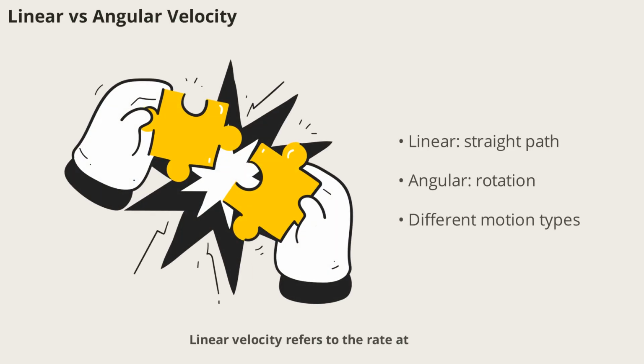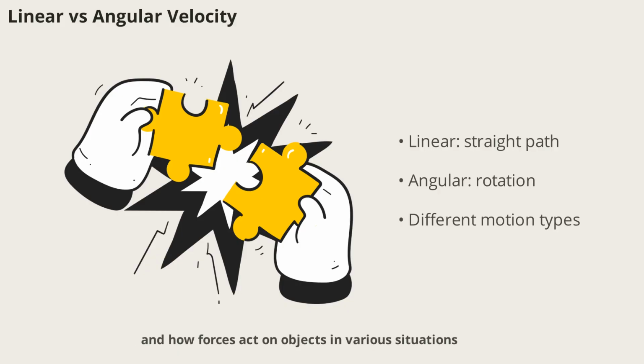Linear velocity refers to the rate at which an object moves along a straight path, while angular velocity describes how quickly an object rotates around a central point. For example, a car driving down a road has linear velocity, while a spinning top has angular velocity. Both concepts are important in physics, as they help us understand different types of motion and how forces act on objects in various situations.